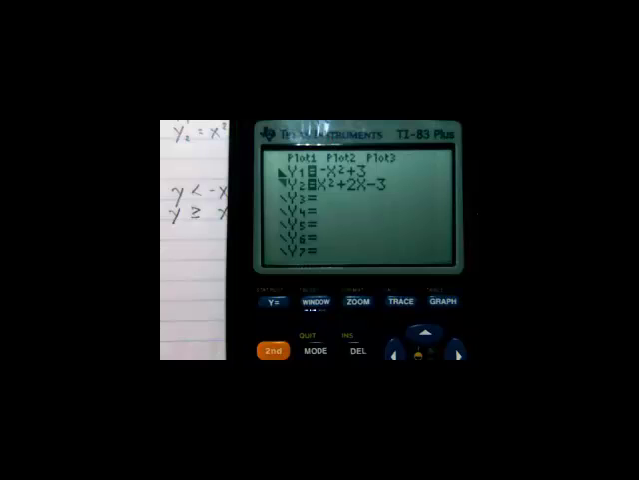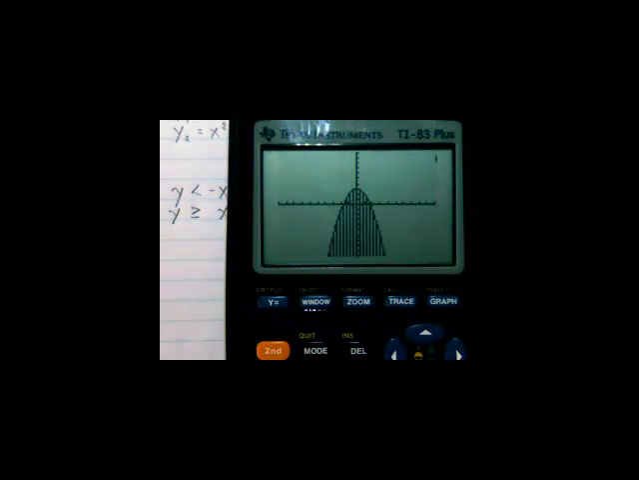Let me get back to it. There we go. So hit graph. Here it goes. Let's see if I did it right. Okay. And see how one of them shades with vertical lines and the other one shades with horizontal lines? So when they overlap, it's really easy to see where it is. Okay? It's something that's helpful.